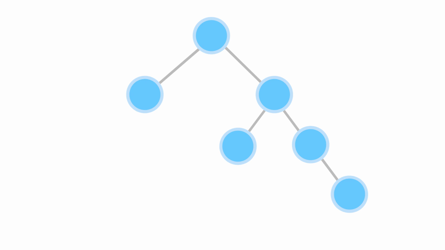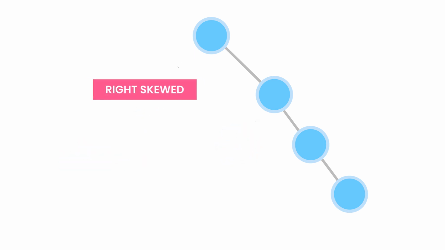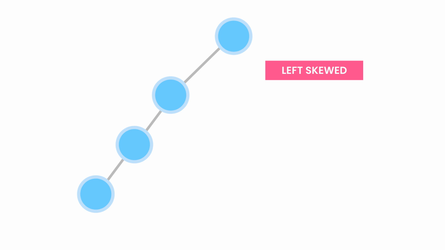However, if we add a new node here, this tree becomes unbalanced. The right subtree is taller than the left subtree by more than 1. Here's another unbalanced tree. This is called a right-skewed binary tree. In a right-skewed tree, most of the nodes only have the right child. We also have left-skewed binary trees, in which most of the nodes only have a left child.